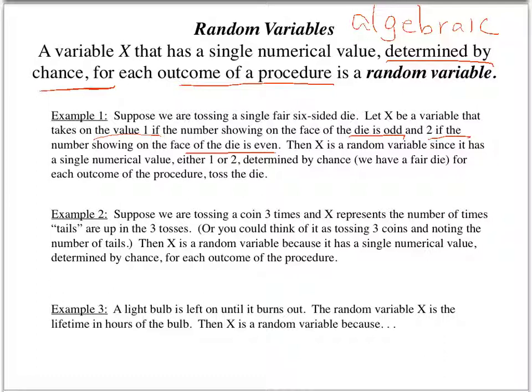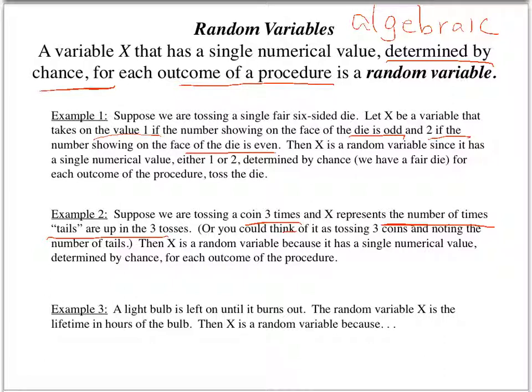In example 2, we're tossing a coin 3 times, and X will represent the number of times that we see tails up in those 3 tosses. You could think of tossing 3 coins and noting the number of tails. Again, in this situation, X is a random variable because it has a single numerical value that's determined by chance for each outcome of the procedure. So you can see that the value of the random variable depends on chance, and it's only one single value at a time.